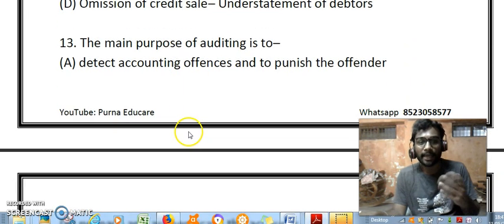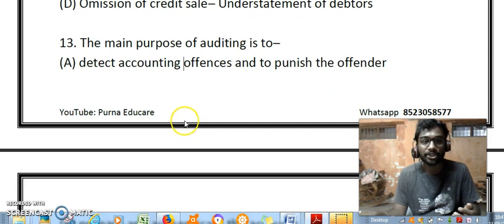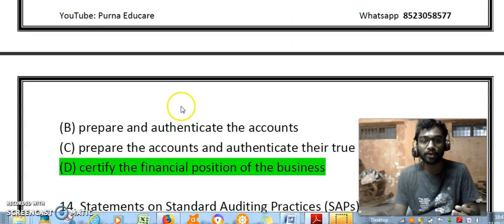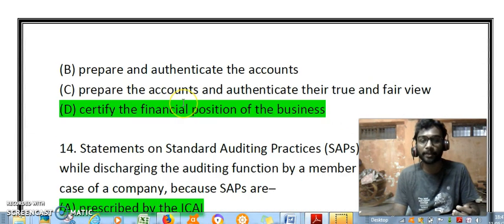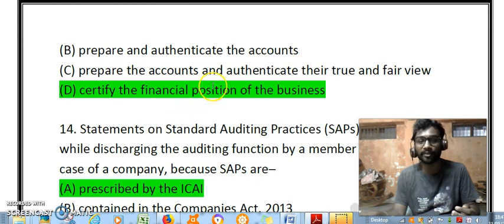Third one. The main purpose of auditing is to detect the office offences, no. Prepare and authenticate the accounts, no. Prepare the accounts and authenticate the true and fair view, okay.